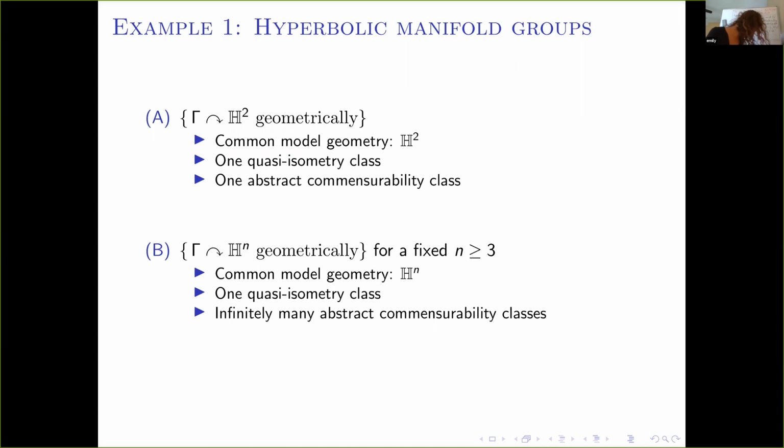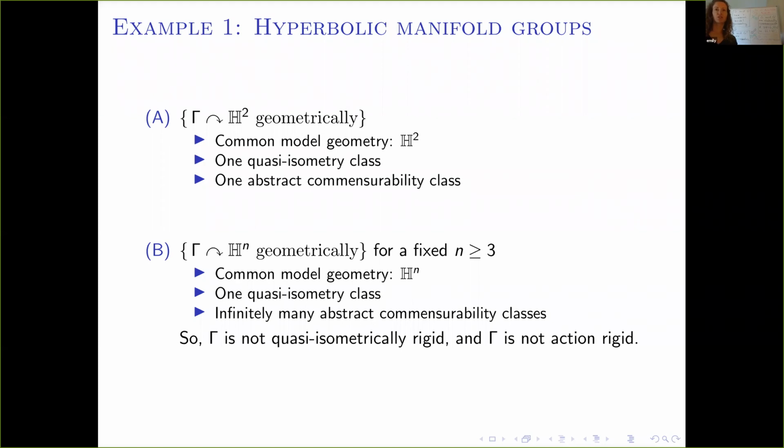So groups in this class give examples of groups that are quasi-isometric but are not abstractly commensurable, and give examples of groups that have a common model geometry, but are not abstractly commensurable. So in other words, the fundamental group of a closed hyperbolic n-manifold for n at least 3 is not a quasi-isometrically rigid group, and it's not an action rigid group.